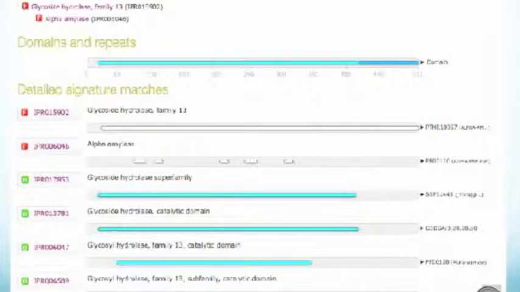InterPro domain and family analysis tells us that alpha amylase is a part of the glycoside hydrolase family. Amylase acts on substrates containing an alpha-glucoside linkage, so it makes sense that it belongs to this family. Amylase also has an alpha-like structure with a catalytic core.